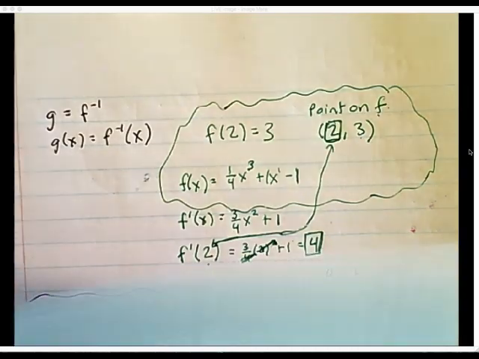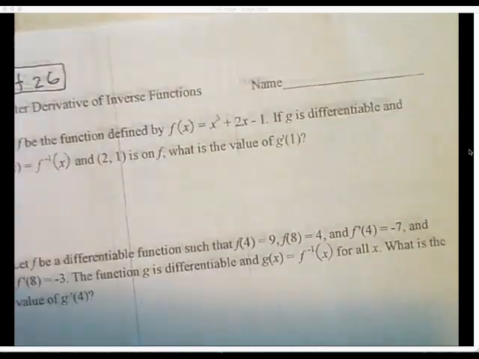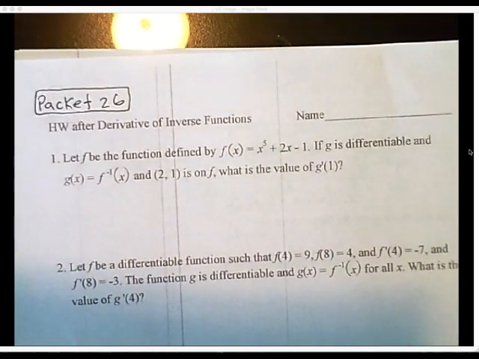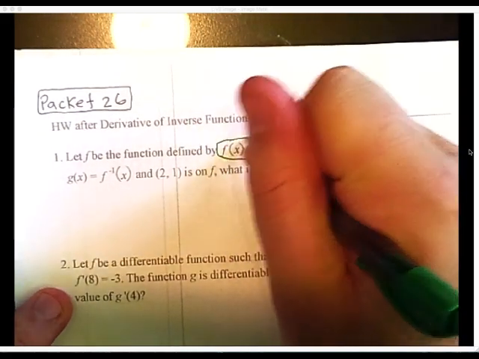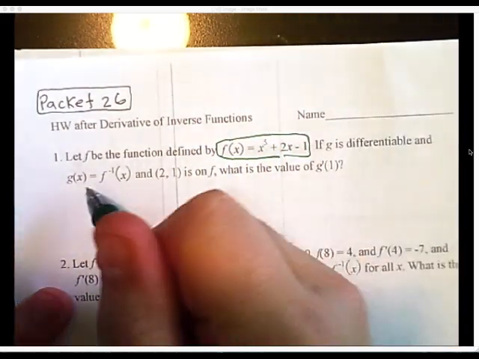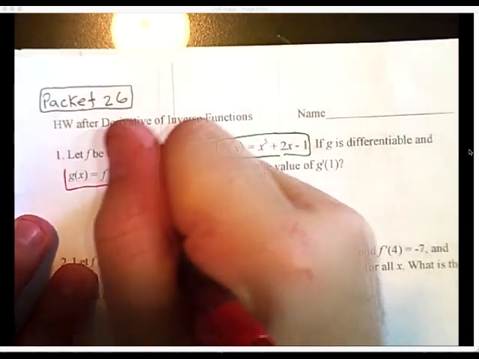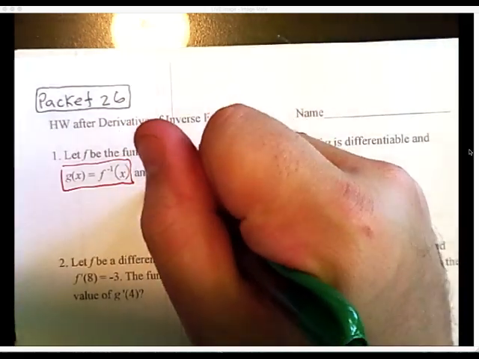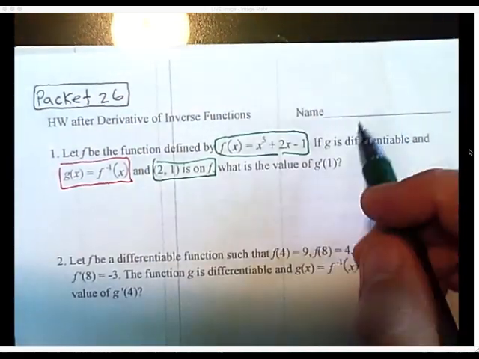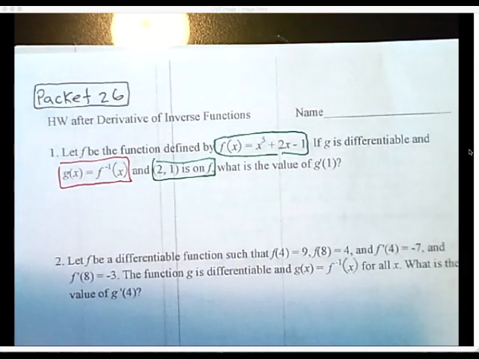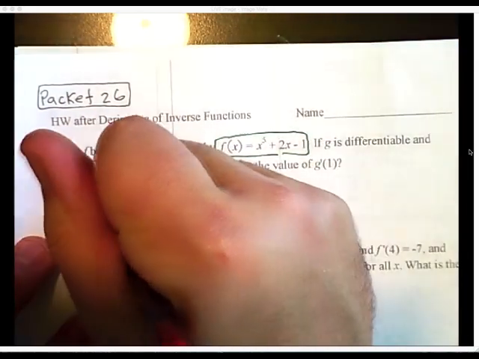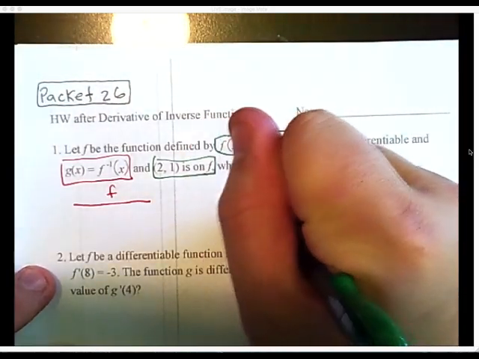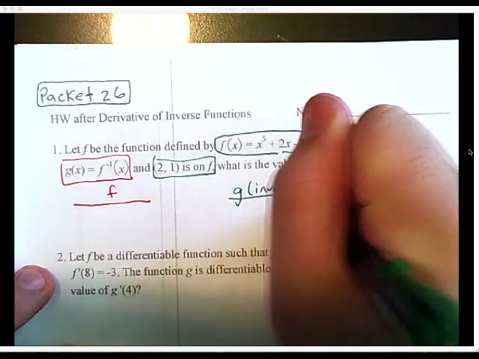I'll do maybe a couple of these problems on the first page with you, just so you get the hang of it. Okay. So number 1, it says, let f be the function defined by this. It says g is the inverse function, and it tells me that (2, 1) is a point on f. What is the value of g prime of 1? So the original function is f, and g is the inverse function of f.